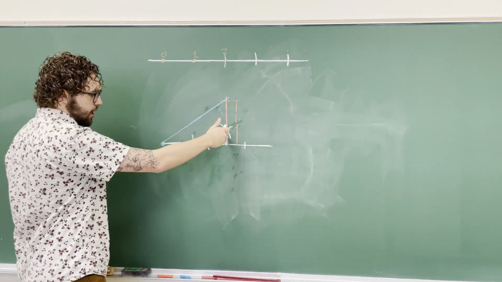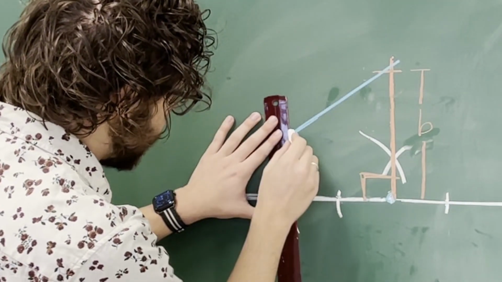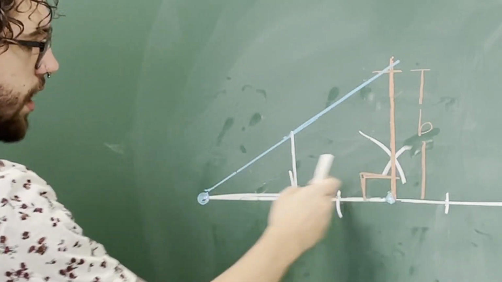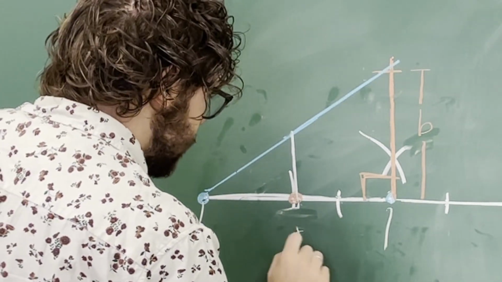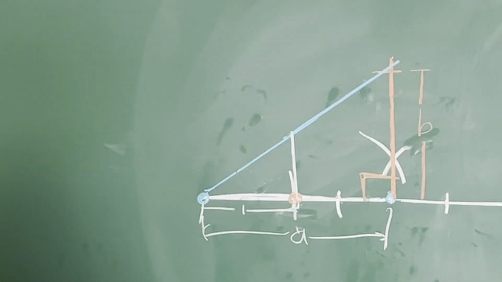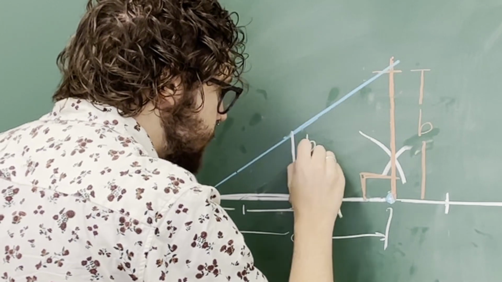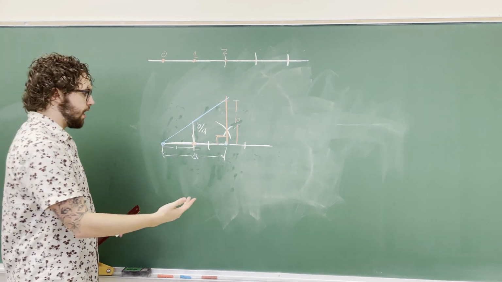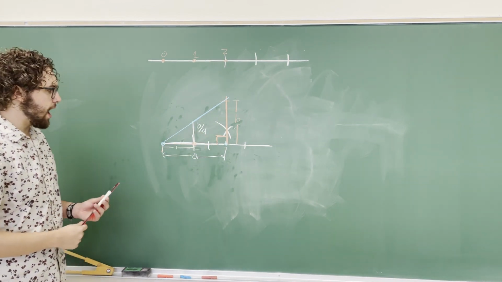If we, following the same steps we did here, draw a perpendicular line through our point at 1 unit, notice what we get. These two triangles are similar. And this length here is A, whereas this length here is 1. Which means this length here that we just created is going to be B over A. So now using just our ruler and compass, we've constructed the number, or the length rather, B over A.